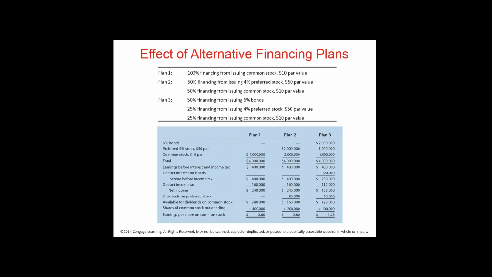Look at Plan 2. We're going to issue some preferred stock and issue some common stock. So for our common stock, we received $2 million, and we received $2 million for our preferred stock. Our earnings before interest and income tax does not change. Our income tax does not change. And our net income does not change. But look what does change. We had to pay dividends on that preferred stock, so we have our dividends.